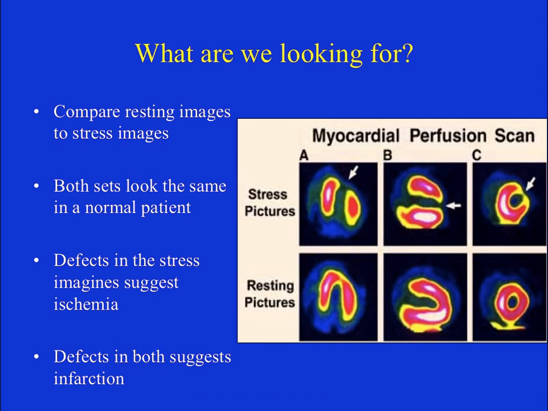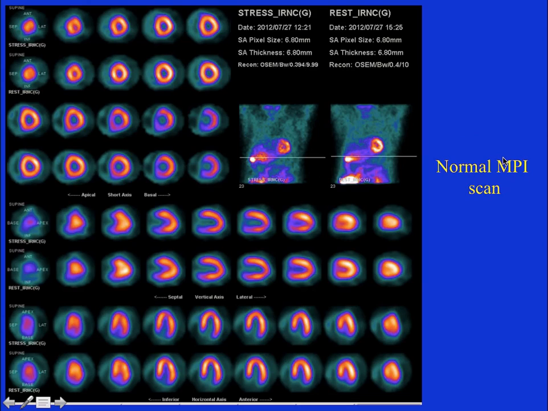So what are we looking for in an MPI image? As I have mentioned earlier, in MPI, stress and rest images are always compared. So when we find a cold defect like this in the stress image which improved in the rest image, this is called stress-induced ischemia. However, if this defect persists even in the resting images, then that is infarction. In a normal scan, there will be no defect at all in both the stress images and the rest images. Now we come to the interpretation of MPI scans.